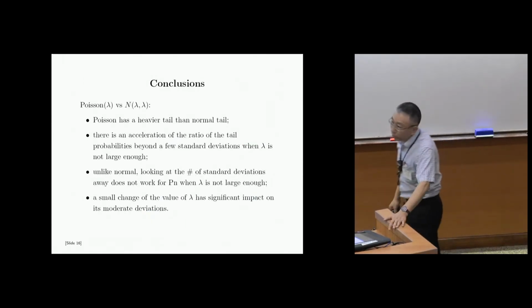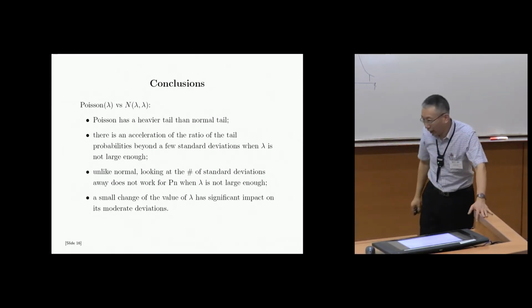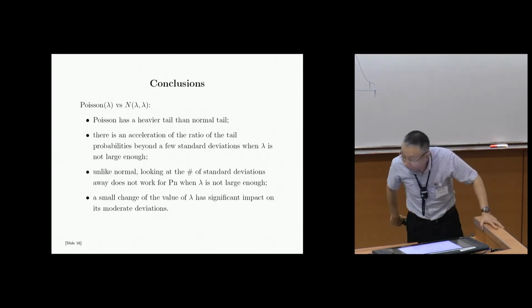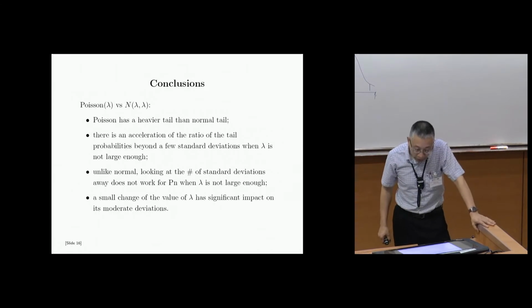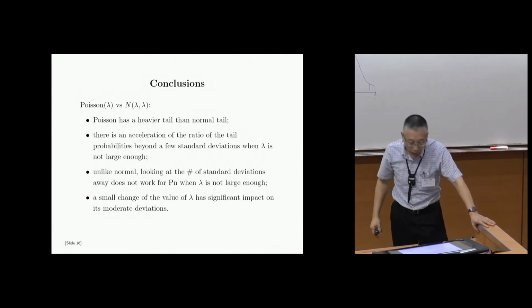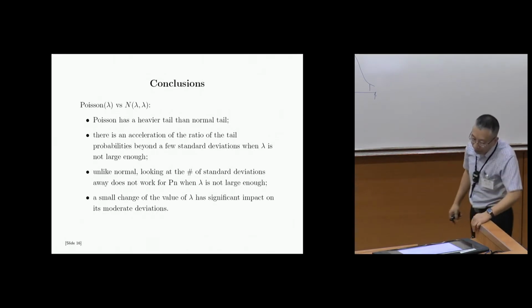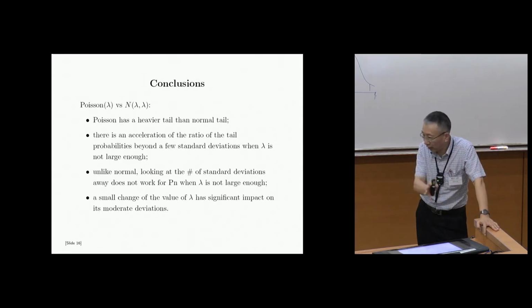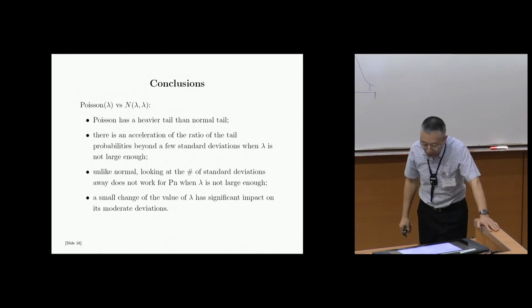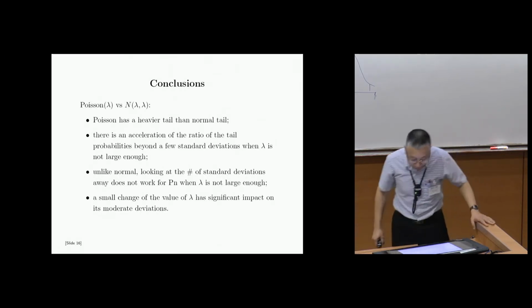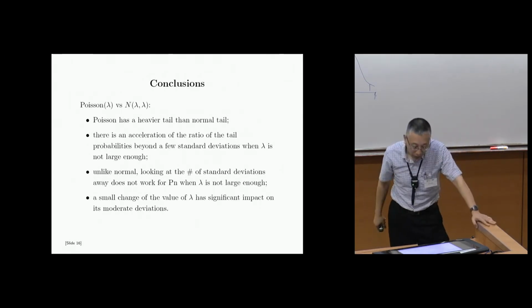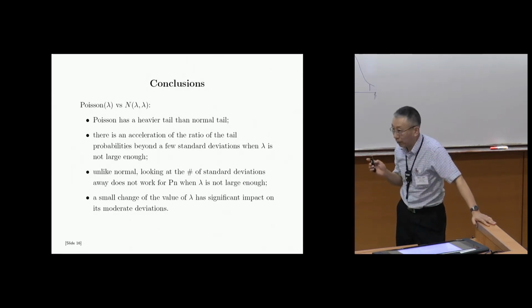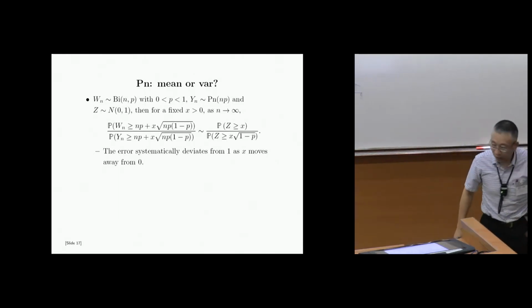So the conclusions are, I would like to summarize what we observed from here, not theoretical proofs, but just observations from our calculations. Poisson has a heavier tail than normal. And there is acceleration of the ratio of the tail probabilities beyond a few standard deviations away when lambda is not large enough. And unlike normal, looking at the number of standard deviations away for Poisson is not going to work very well if the parameter is not big enough, especially something like this number of records. And a small change of the value of lambda will normally give us a heart attack. So that's the first observation we can see.